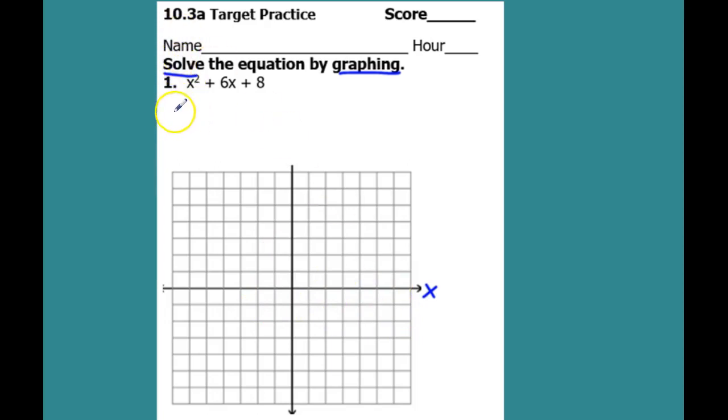So to begin with, we're going to find our axis of symmetry, where our graph will fold in half or be symmetrical. In that equation, it is x equals negative b over 2a.